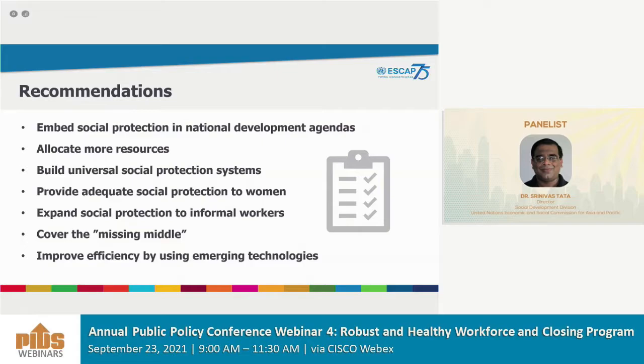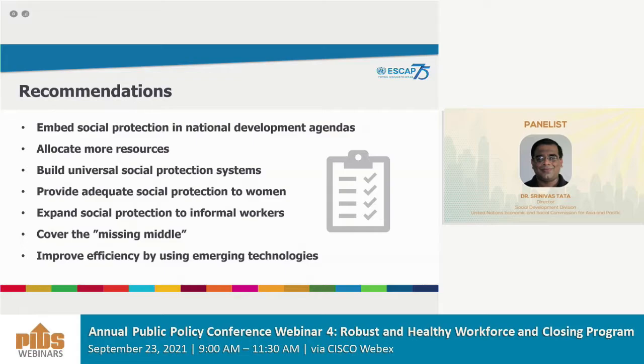Third, women need adequate social protection throughout their lives. How social protection is designed matters for gender equality. Fourth, informal workers need to be better protected, and mechanisms for participating and contributing to social insurance schemes need to be adjusted to allow contributions for them.